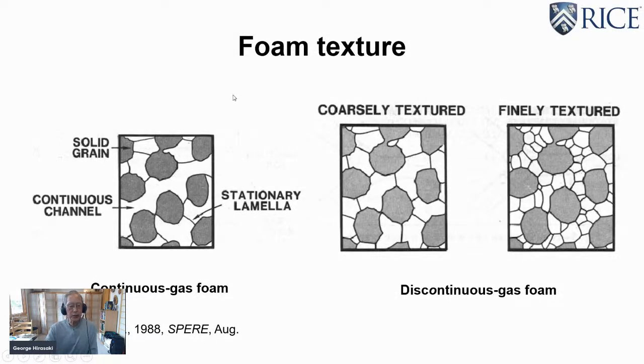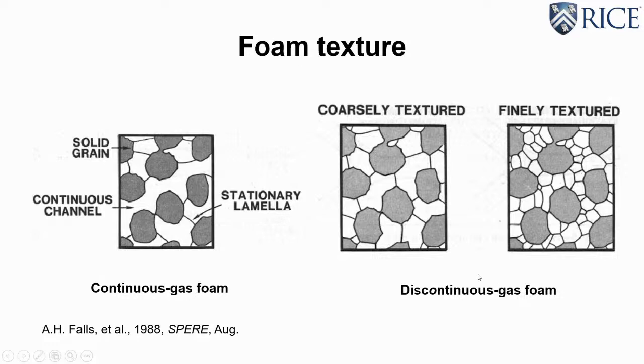Now let's look at foam texture. We can have either continuous gas foam or discontinuous gas foam. When we have continuous gas foam, we'll have some regions of stationary bubbles, but then you may have a continuous gas channel. In a continuous gas channel, gas has a very low viscosity, very little resistance, and is a Newtonian fluid. This is generally what happens when we have a weak foam. When we have a discontinuous gas foam, the only way the gas can move is by moving the lamella. And then the lamella gives you resistance to flow like I described earlier.